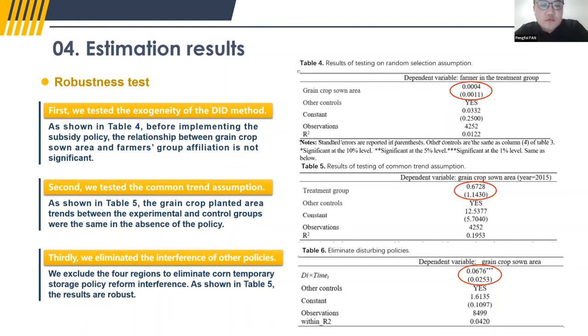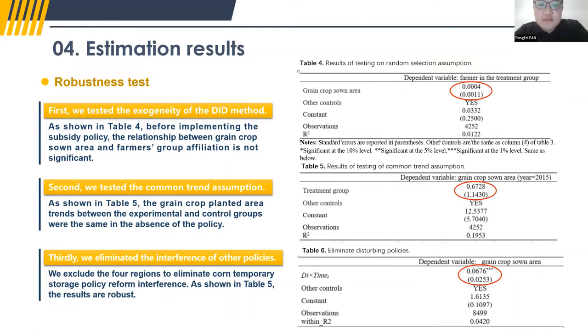First of all, we test the exogeneity of the DID measures. You can see in table four, the relationship between the soil area and the farmers' group allocation is not significant before the implementation of the subsidy policy. It means that the soil area isn't determined by the simple crop.